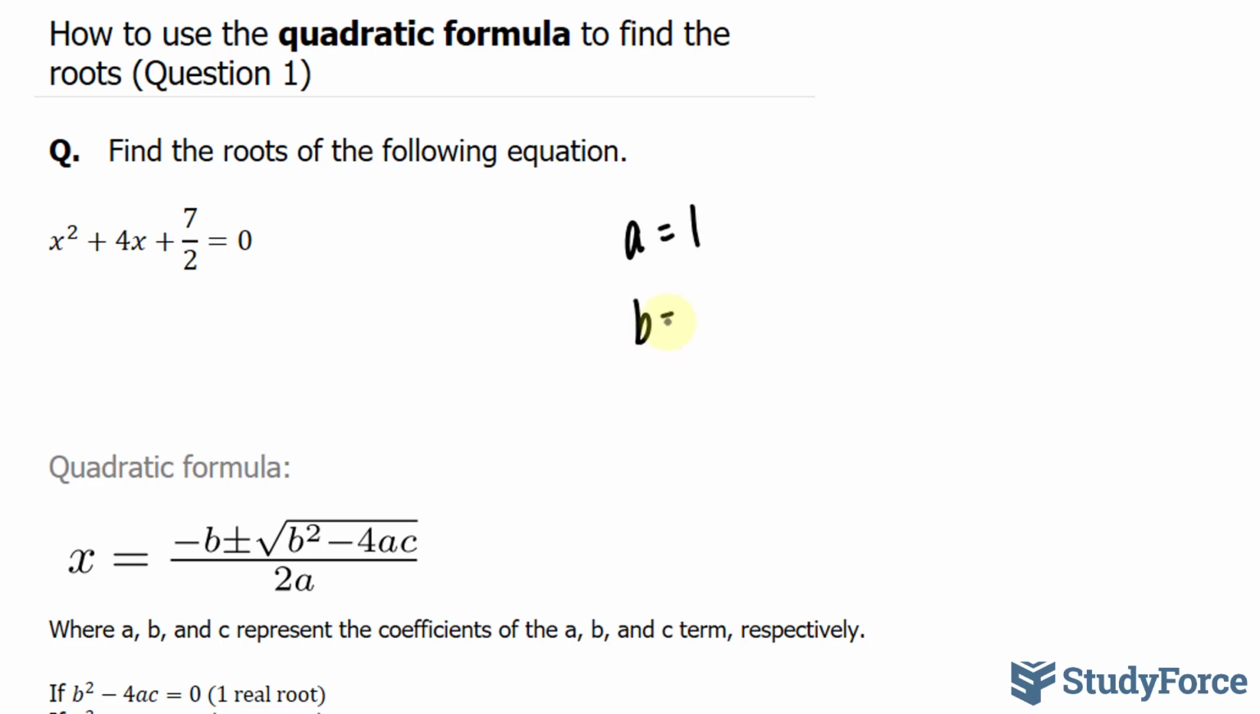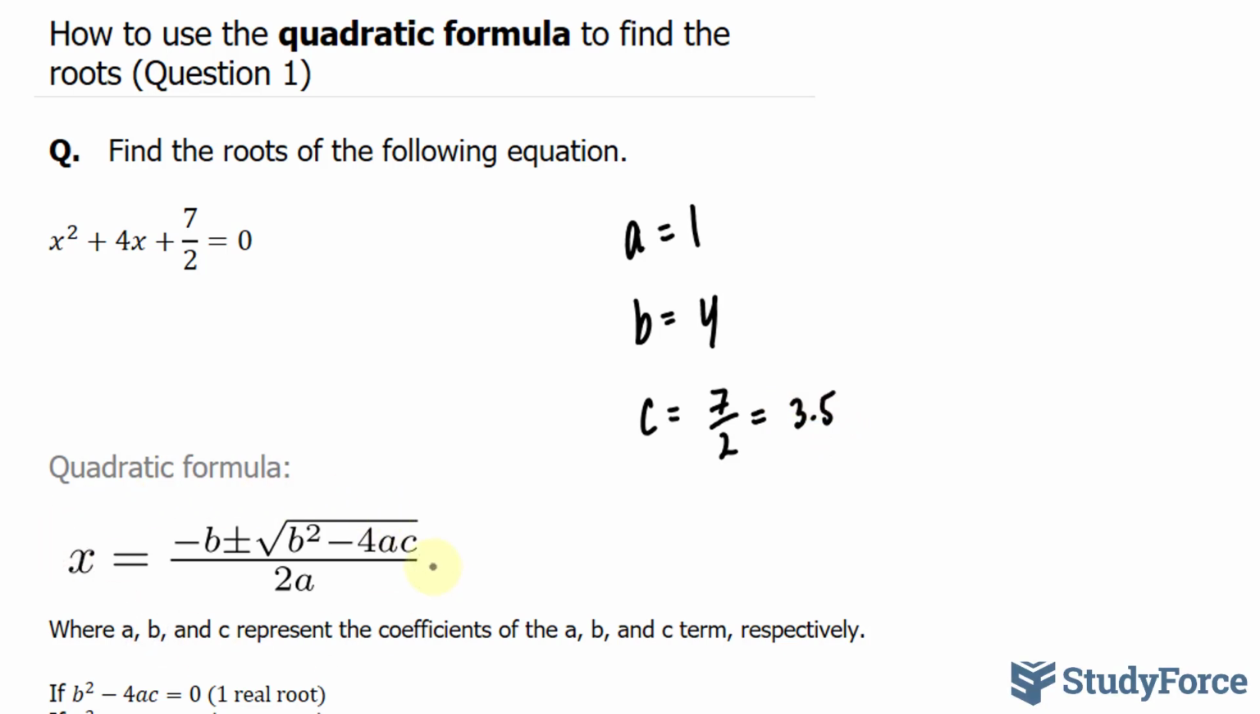Our b value is the coefficient in front of the x term. In that case, it's 4. And our c value is the constant. And our constant is 7 over 2. That is the term that doesn't have a variable next to it. 7 over 2 or 3.5. It's the same thing. The quadratic formula is shown below.